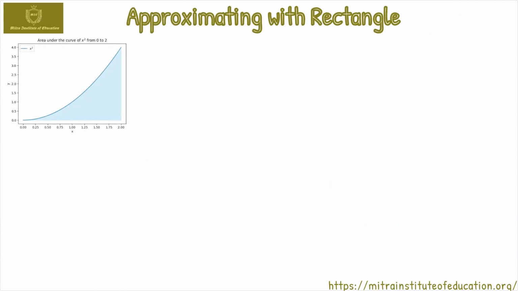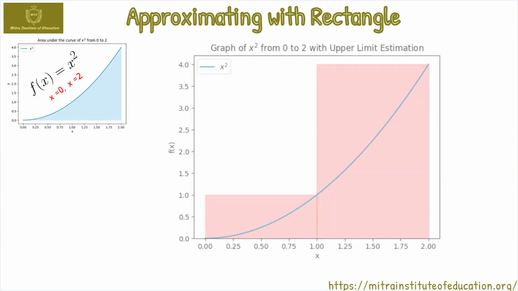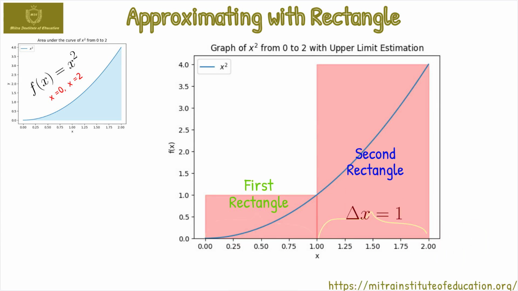To approximate the area under the curve of f of x equals x squared from x equals 0 to x equals 2, we divide the region into two rectangles, each with equal widths. The width of each rectangle is delta x, which equals 1.